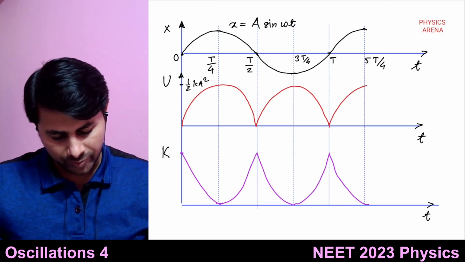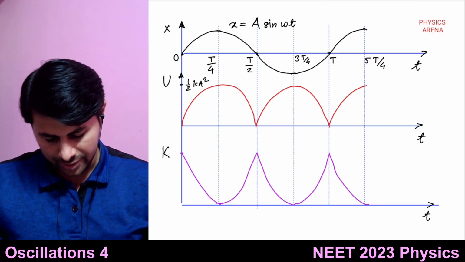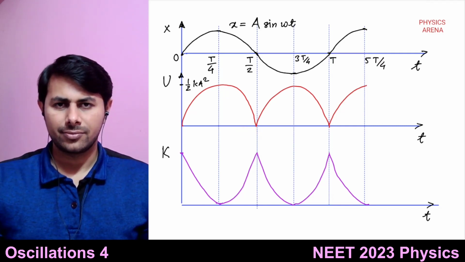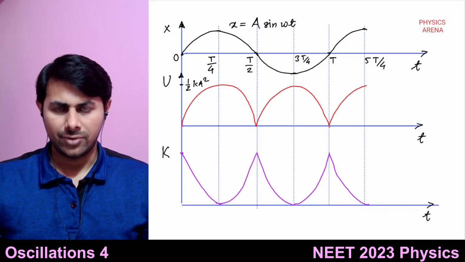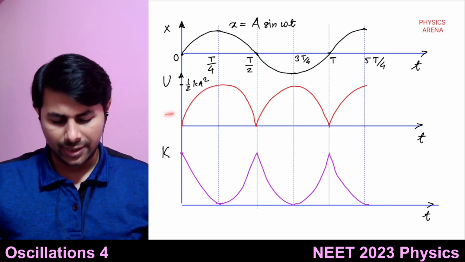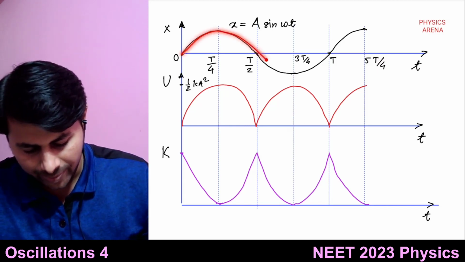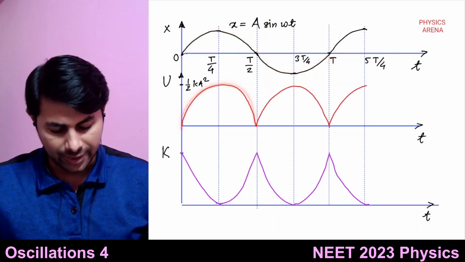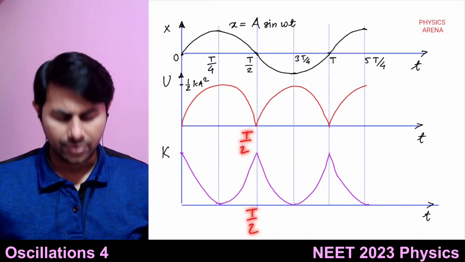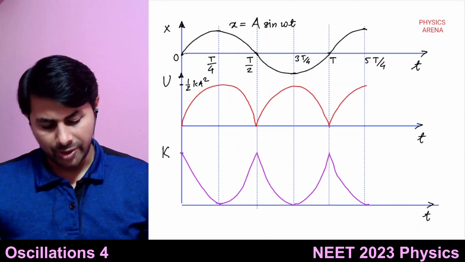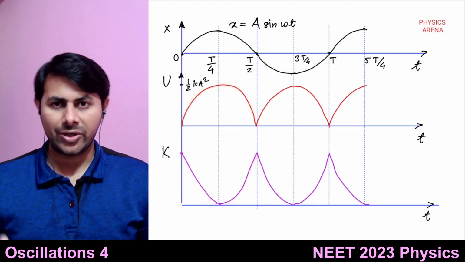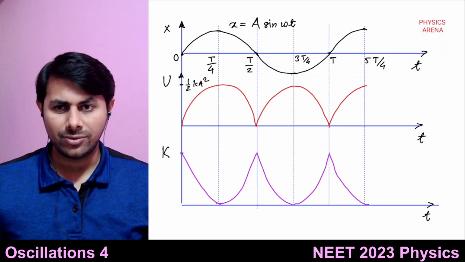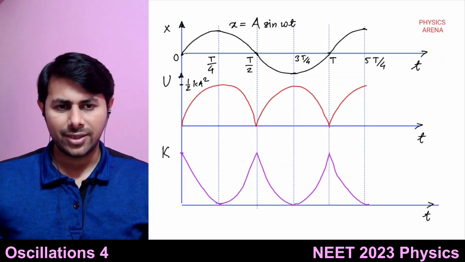See, both of these are periodic with a period of T by 2. Potential energy and kinetic energy: if the period of SHM is T, then the period of potential energy and kinetic energy is how much? It's T by 2. So even if you take the difference, because both of these are periodic with period equal to T by 2, the difference is also periodic with period equal to T by 2. Got it? Yes, no?